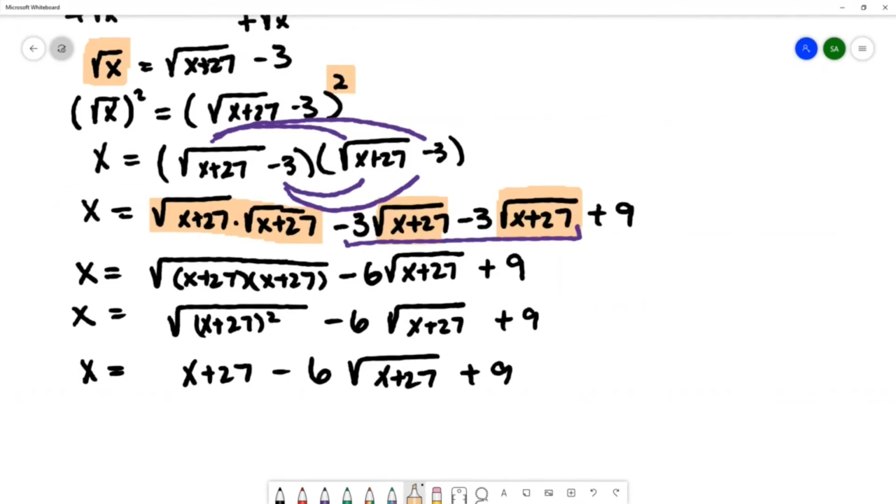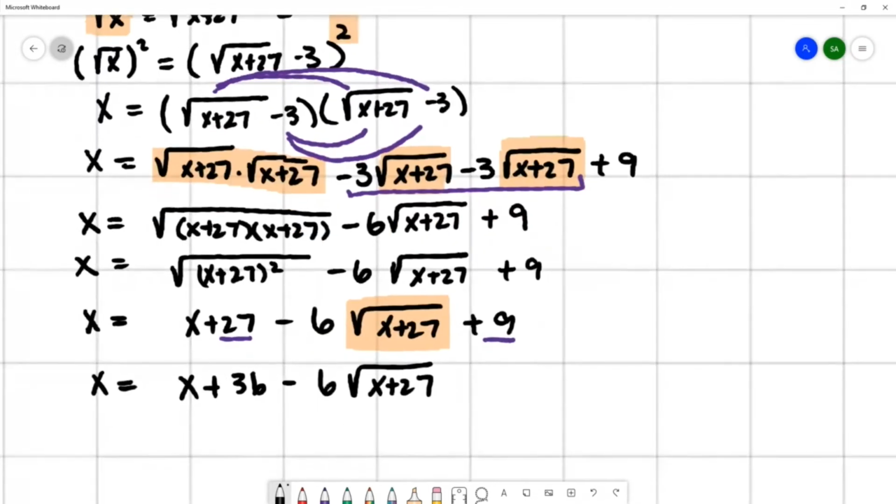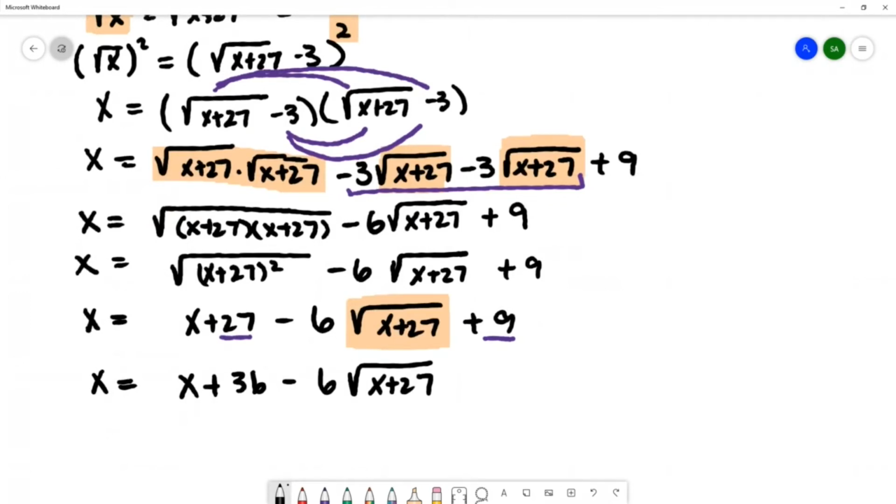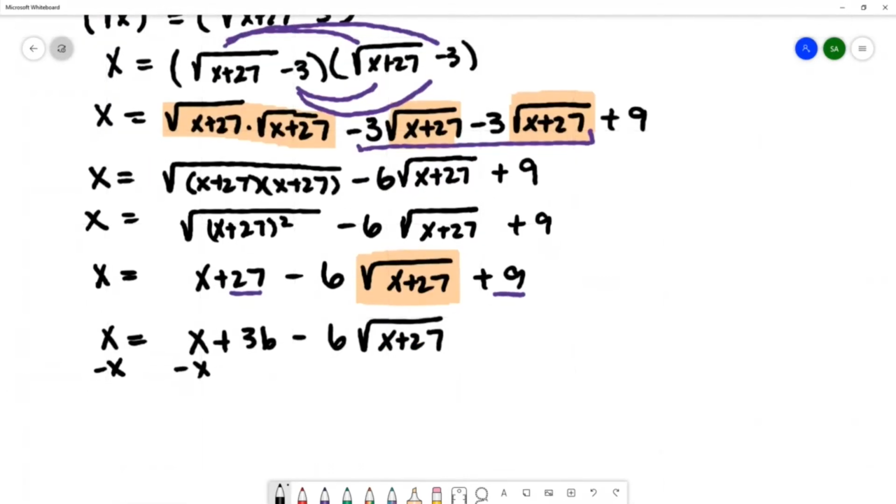But as you can see, we still have a radical in the equation. So now we have to repeat that process over again. We now have to isolate this radical and then square both sides to get rid of it. Before we do that, let's do a little bit of cleaning up. We have some like terms we can combine together. So we have x plus 36 minus 6 square root of x plus 27. I'm going to start isolating this radical by subtracting x on both sides. And that gives me 0 equals 36 minus 6 square root of x plus 27.